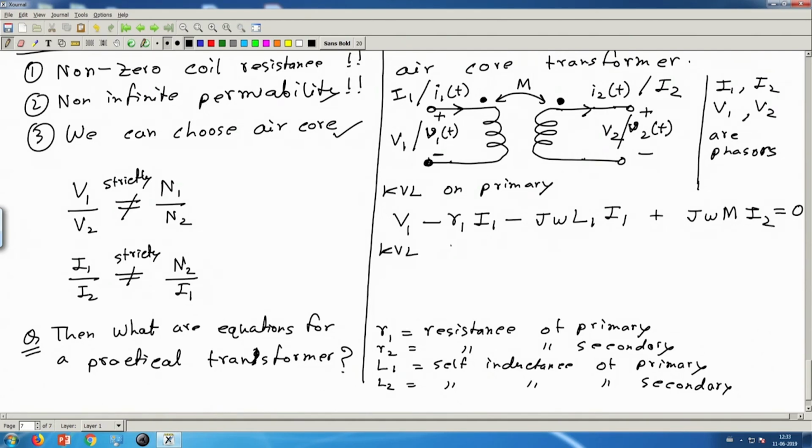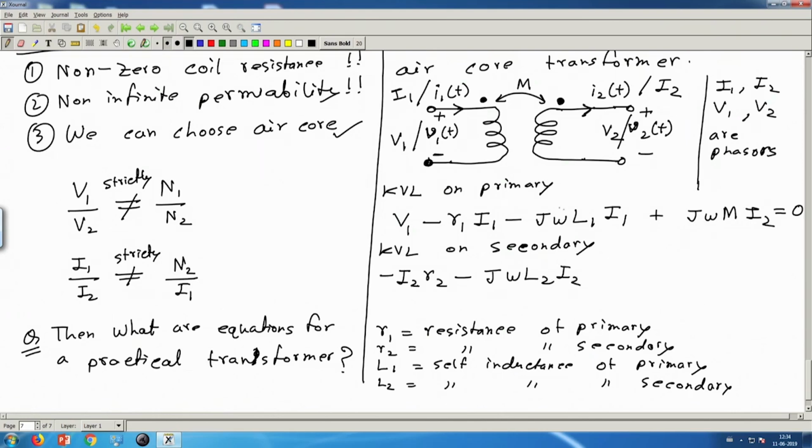Similarly, KVL on the secondary. We can do it in the same way. Let's start from here and go clockwise, along the direction of I2. The first thing I will have is the voltage drop due to resistance, so let me write minus I2 R2. Then there will be the self-inductive drop, j omega L2 I2.